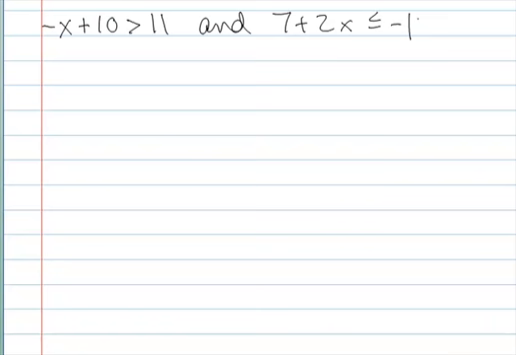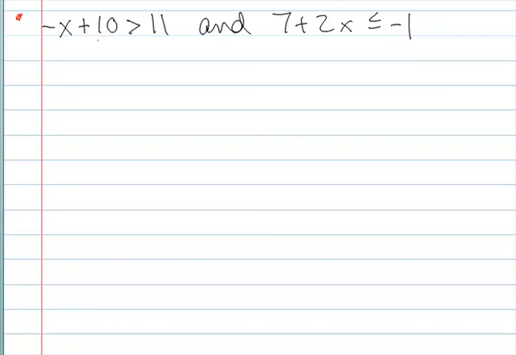Okay, so what we're looking at here is a problem where we're trying to solve a compound, essentially two inequalities. So we have negative x plus 10 is greater than 11, and 7 plus 2x is less than or equal to negative 1. Okay, so what we want to do is start out by solving each of these independently, solving for x. So let's look at this first one right here.